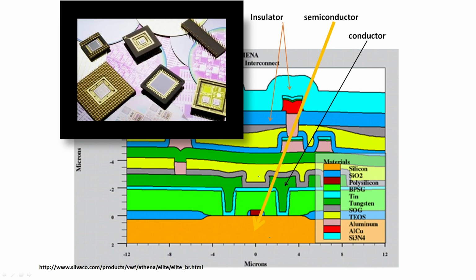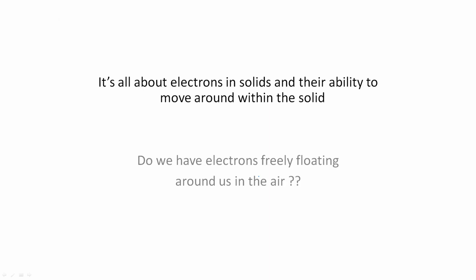I do not want to discuss a lot of these things. You can see different kinds of materials that use silica, polysilicon, tin, tungsten, aluminum, copper, silicon nitride, all are used. Here silicon is a semiconductor. So, it is all about electrons in solids and their ability to move around within the solid. In case of mechanical behavior, it is all about defects, point defects, line defects or surface defects. Here it is all about electrons.